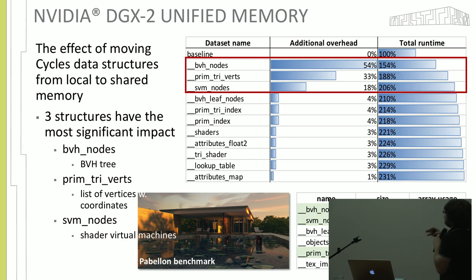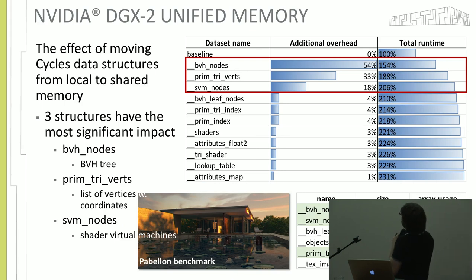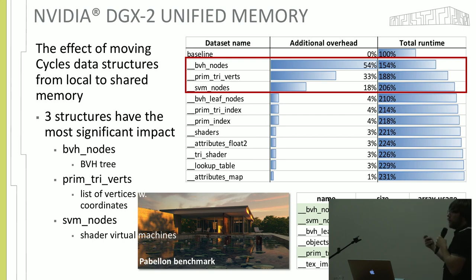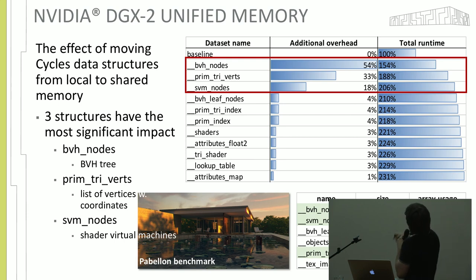Then we perform this benchmark where we start moving the data structures of Cycles one after another from local to distributed memory. We identified that these three arrays have the highest impact. If this is the baseline where I have duplicated data, then if I start moving these three arrays, I get a 50%, another 33%, and another 20% performance penalty, so my rendering time goes from 100% to 200%. So we identified that if we have enough memory and duplicate this data, we can eliminate the most significant bottlenecks.